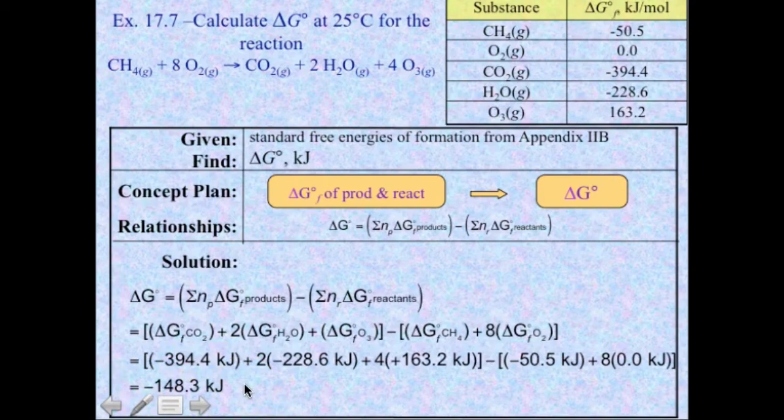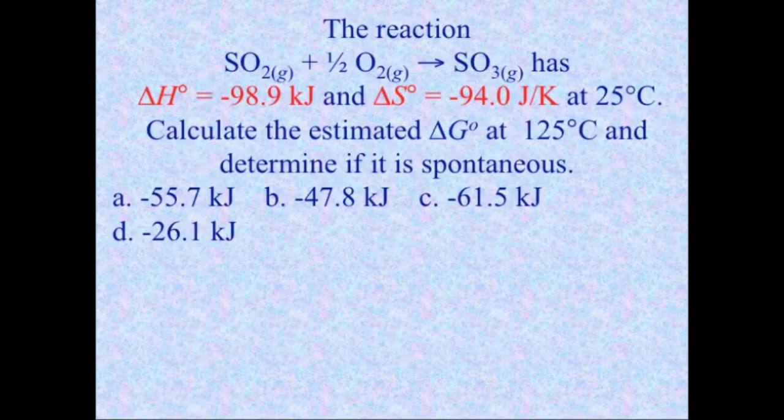Did you get it? The reaction of sulfur dioxide plus a half a mole of oxygen yields sulfur trioxide. It has a change in enthalpy of minus 98.9 kilojoules and a change of entropy of minus 94 joules per Kelvin at 25 degrees C. Calculate the estimated free energy change at 125 degrees Celsius and determine if it is spontaneous.